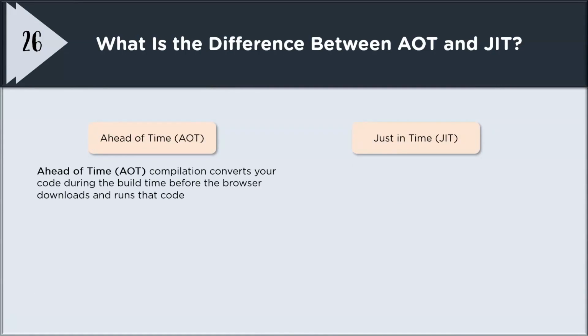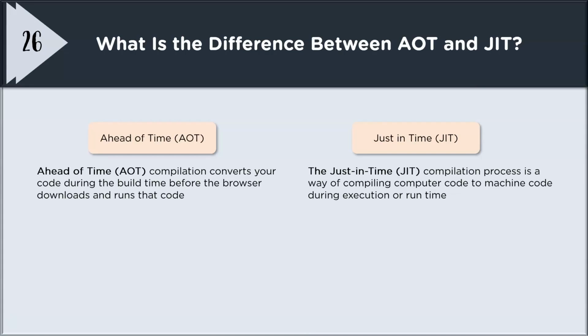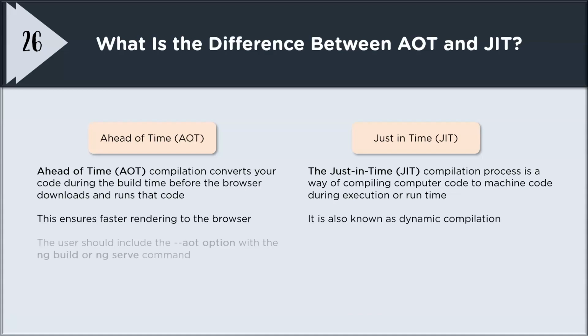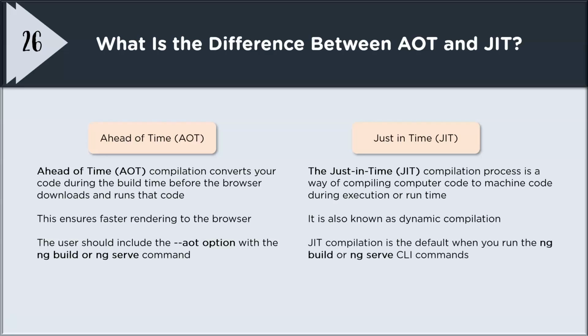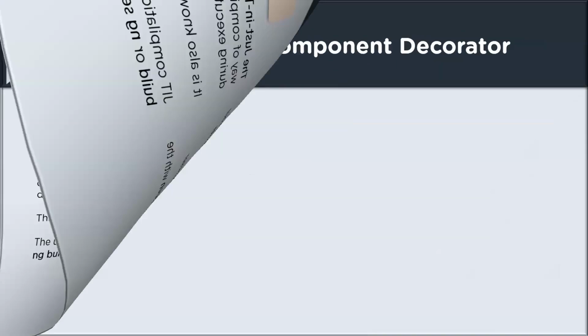Now, ahead of time compilation converts your code during the build time before the browser downloads and runs the code. In case of just-in-time compilation, this process is a way of compiling computer code to machine code during the execution phase. AOT ensures faster rendering to the browser, while just-in-time is basically a dynamic compilation. In case of ahead of time compiling, the user should include the --aot option with the ng build or ng serve command. JIT compilation is the default compilation when you run the ng build or ng serve CLI commands.